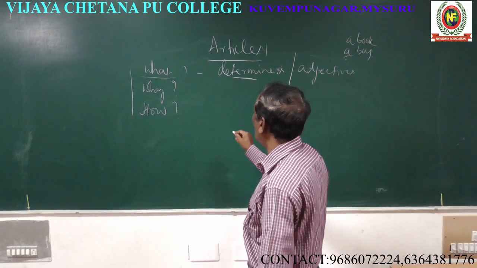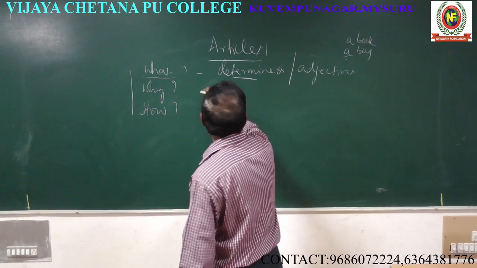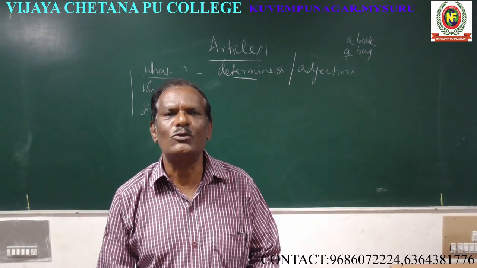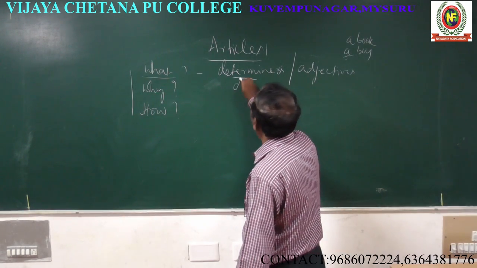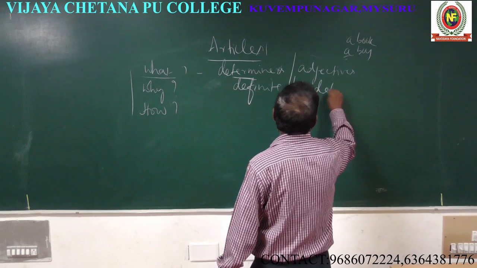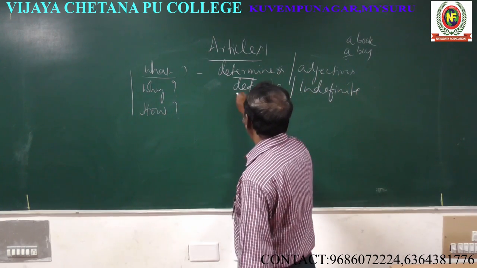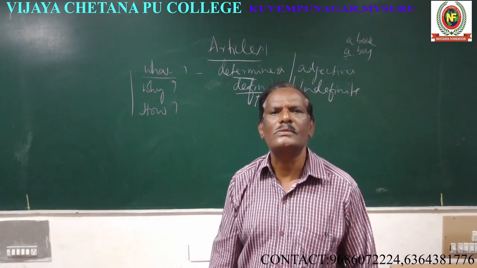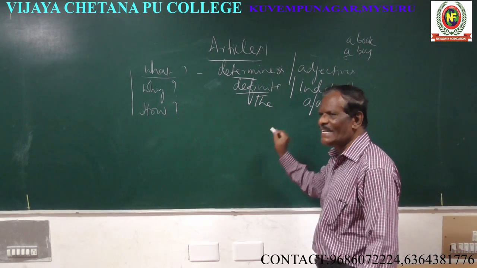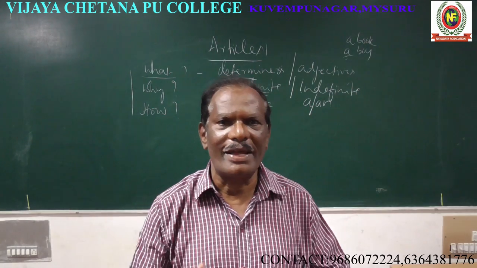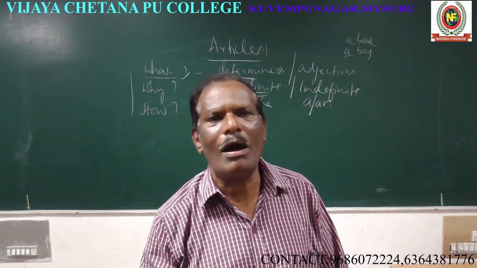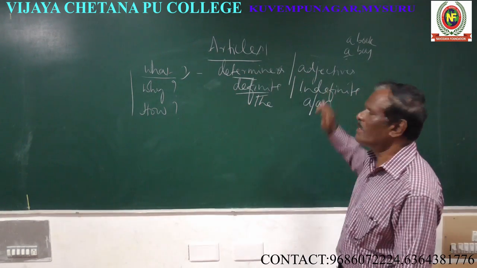So, articles, what are they? We have three articles, definite articles and indefinite articles. In English, you are familiar with these two words, definite and indefinite. Definite article is the, and indefinite articles a or an. These three are called articles. So this question is answered. What are articles? Articles are also called determiners or adjectives.